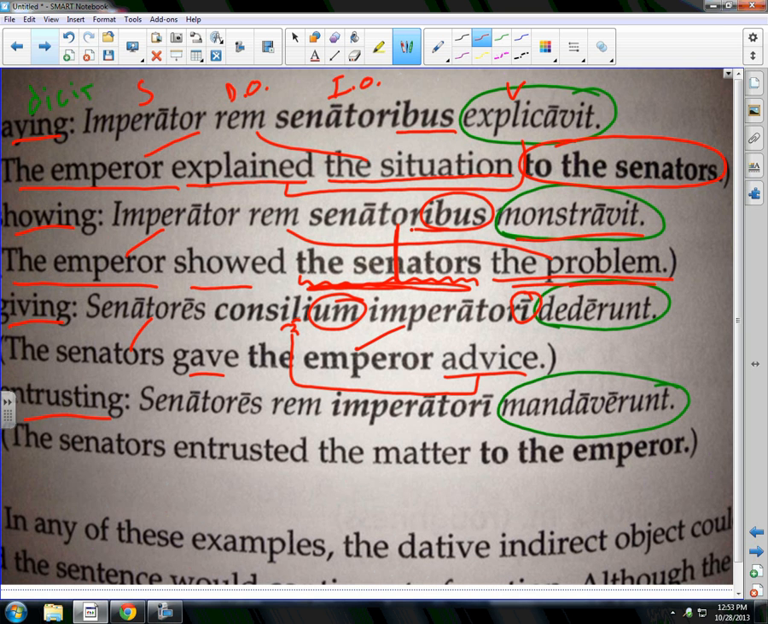So these sentences right here are doing the same thing. You have someone doing something. Senators entrusting. You have someone doing something, entrusting the matter, and to someone else, or for someone else. The senators entrust the matter to the emperor. Whoever they're giving, entrusting, showing, or saying something to is going to be dative.